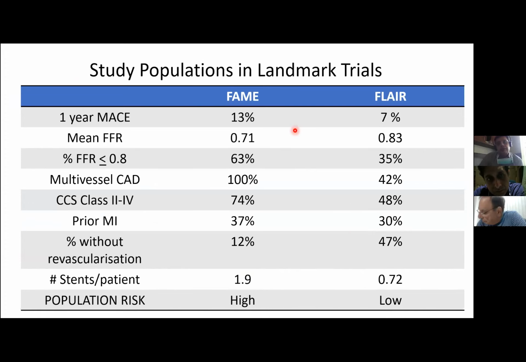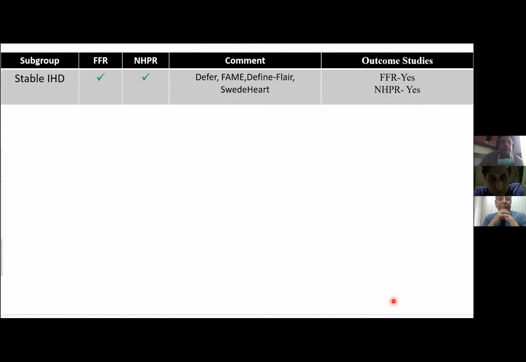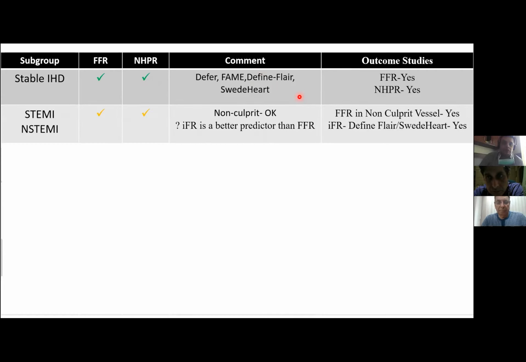If you compare the FAME trial versus the FLAIR series of trials, you can see that the FLAIR group of trials had a lower risk population compared to the higher risk population on the FAME series of trials. So to summarize, what about FFR and non-hyperemic pressure ratios? This will be my last slide. In case of stable ischemic heart disease, you can use a FFR or a non-hyperemic pressure ratio, predominantly IFR or one of the likes. But please understand that the non-hyperemic pressure ratios are tested only in low-risk populations.